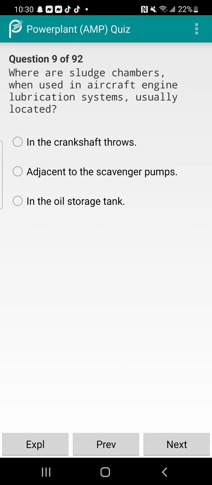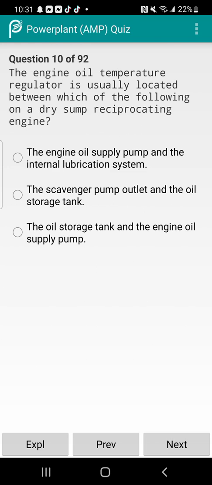Where are sludge chambers, when used in an aircraft engine lubricating system, usually located? In the crankshaft throws.